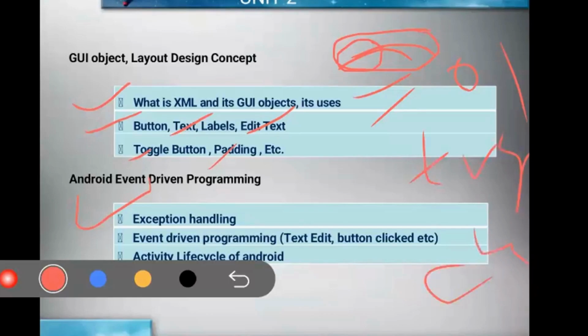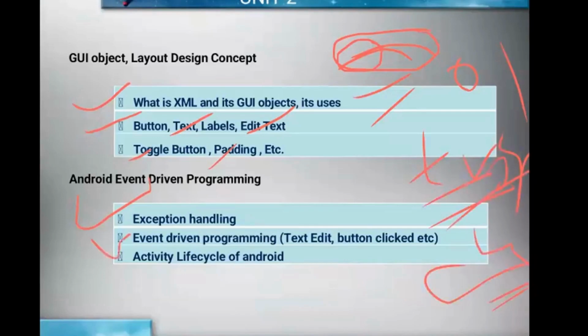Next, event-driven programming. It means how you can make all the UI components clickable. Like if the user clicks on the button, then a function will be executed. How you can make the drop down and the button clickable depends on event-driven programming. Like the user will click on that button, then it will check the username and password. Then the activity lifecycle we have already done.